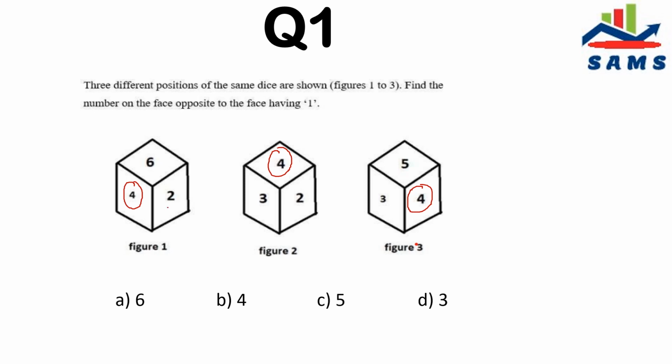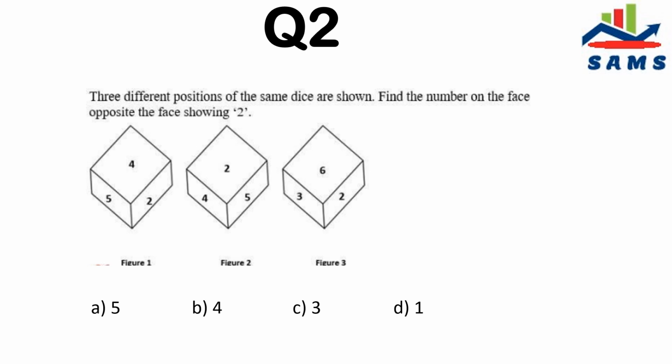So number 4 has 2 adjacent to it. It has 3 adjacent to it. It has 5 adjacent to it. And it has 6 adjacent to it. So which is the missing number that is not present adjacent to 4? So number 1 is missing here. That means number 1 has 4 opposite to it, and that is why the answer is option B, that is the number 4.